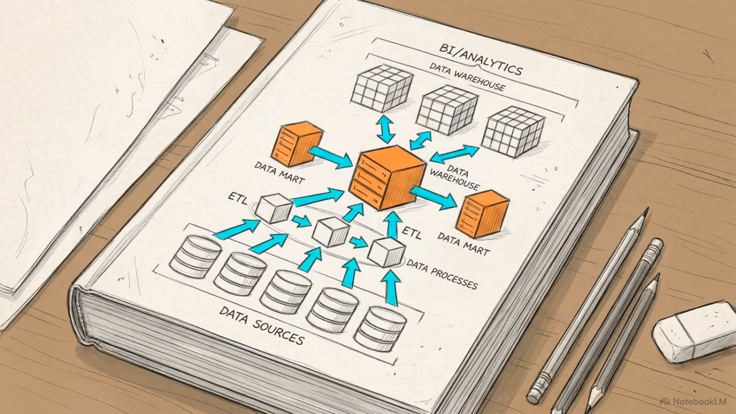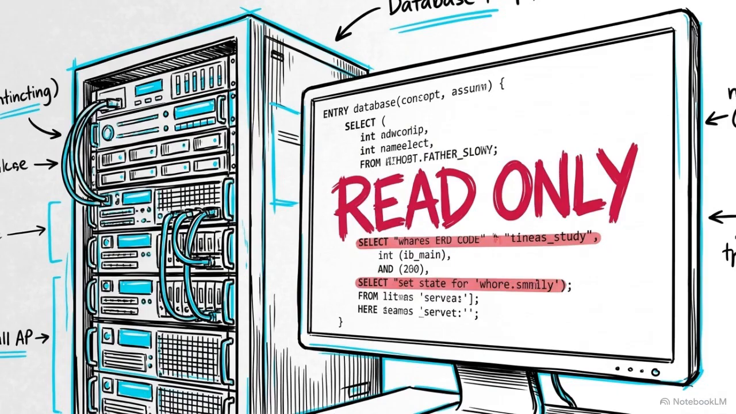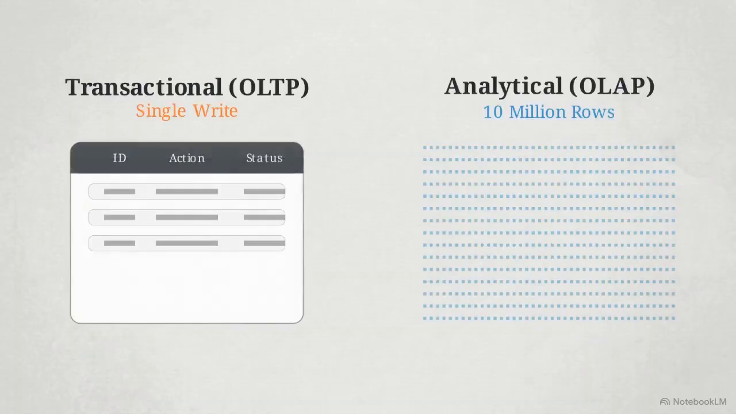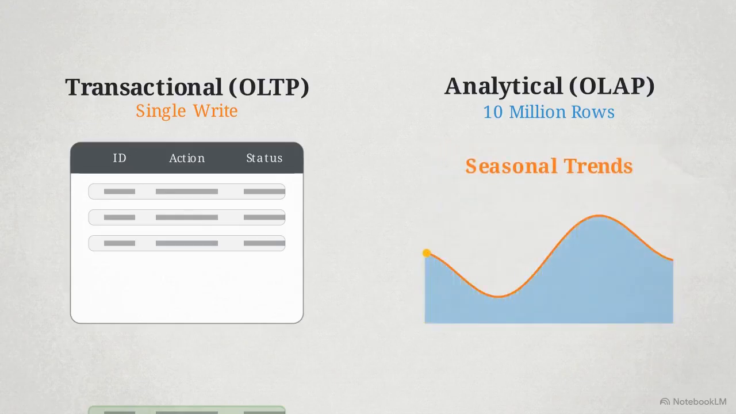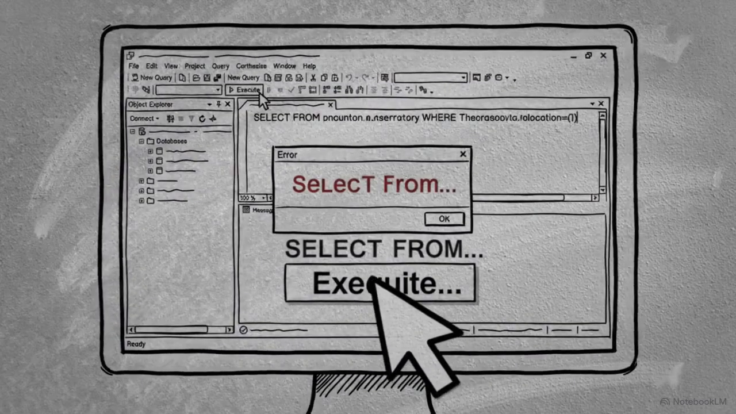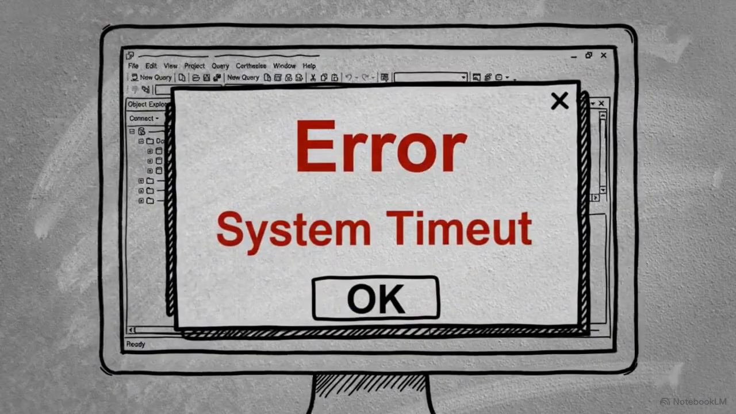Analytical workloads, or OLAP, follow W.H. Inmon's criteria. They are defined as being non-volatile and time-variant. Unlike a production database, once data is loaded into an OLAP warehouse, it is permanently locked. It becomes a read-only historical record. The user behavior shifts from writing a single row to running aggregates, like sums and averages, across 10 million rows at once to identify seasonal trends. An architecture optimized to safely write one row at a time cannot physically scale to read 10 million rows simultaneously.